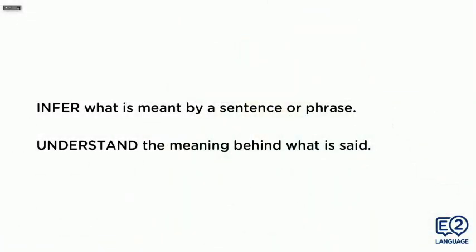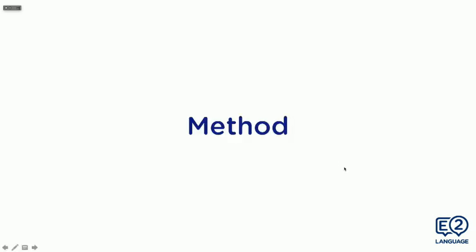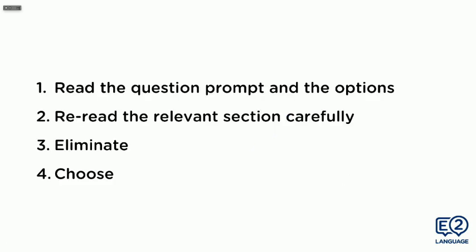Cool. That's what this one's all about. It's a bit tricky. So an inference is not directly stated in the text. You draw a conclusion about something based on information at hand. So we need a method for this one because it's tricky. First you need to read the question prompt and the options. Reread the relevant section of the text carefully. You eliminate and then you choose.